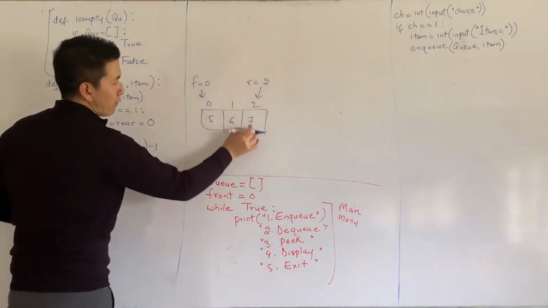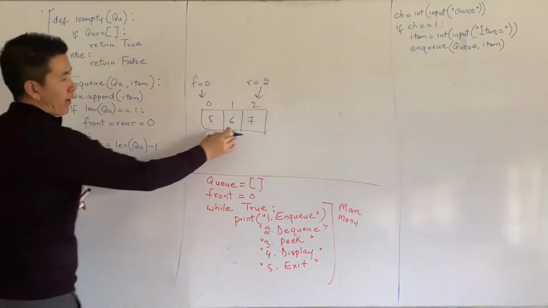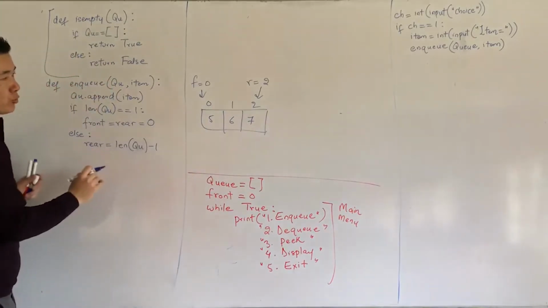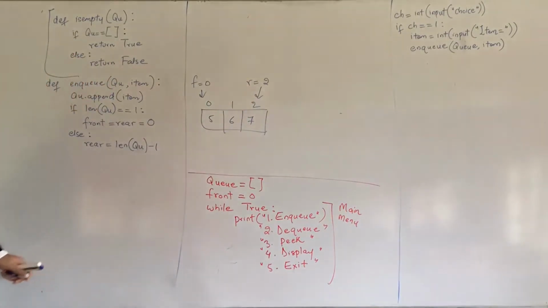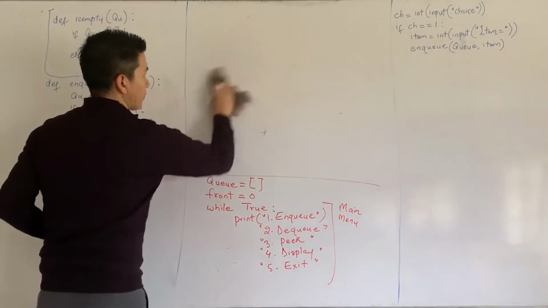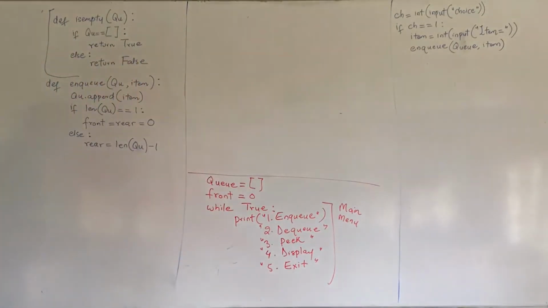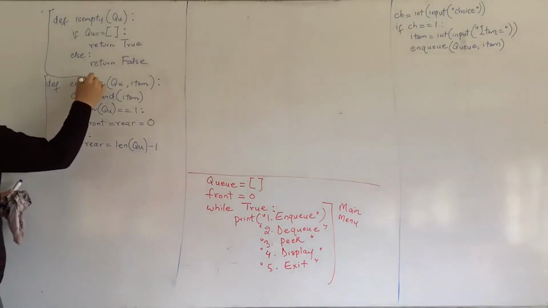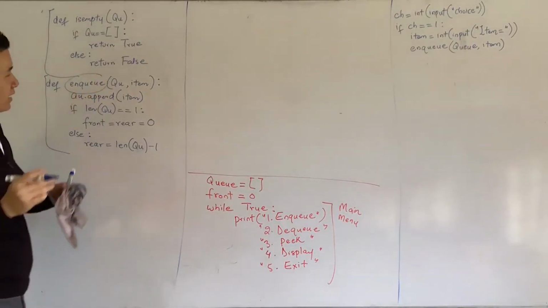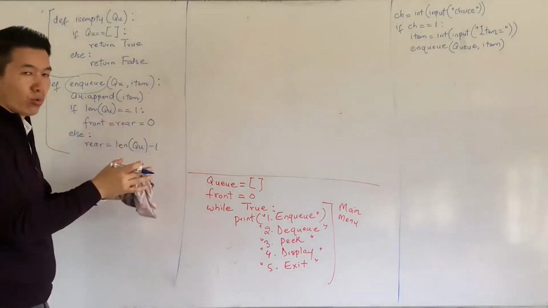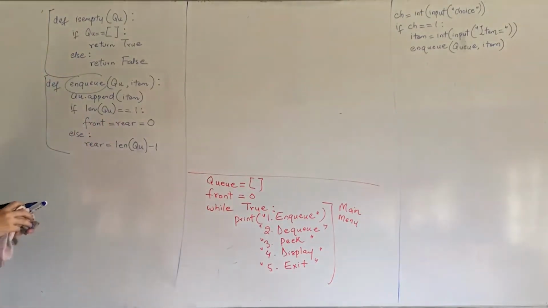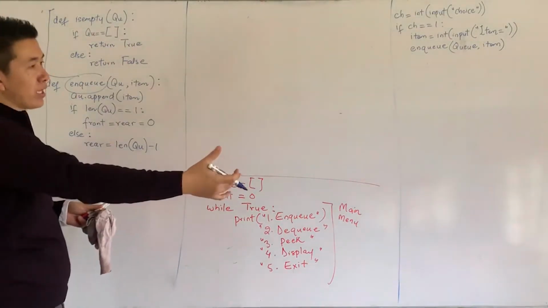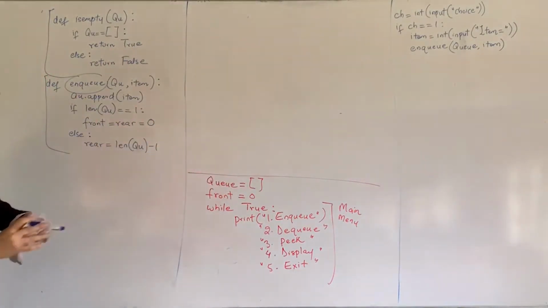So what should be the value of rear? The length of q, which is 3, 3 minus 1 is 2. So the value of r is equal to 2. It's quite simple, right? So this is how I come up with the function definition that will add the element onto the queue. And since I'm using the append, understandably the elements are added at the end, just like how people line up at the end of the queue.